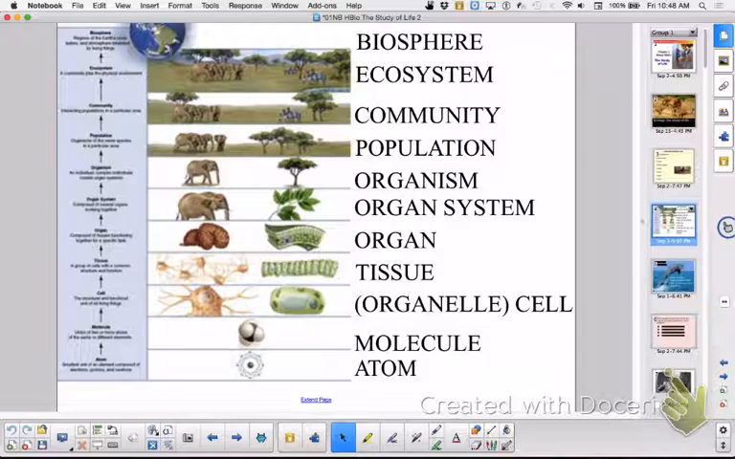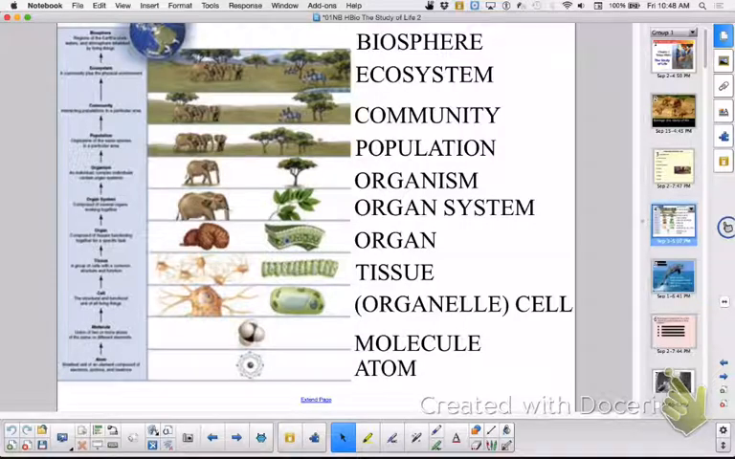They what? Acquire materials and energy. They maintain homeostasis. They... and they... and yay. Okay, good job.